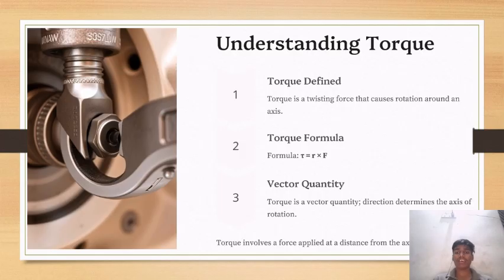As we have defined, torque is a twisting force that causes rotation around an axis. It is determined from the angular momentum. The right hand thumb rule is also used here for determining angular momentum, and similarly afterwards gyroscopic torque, or any torque, is determined. The torque formula is torque equals R into F, where R is radius and F is force. Torque is a vector quantity. The direction of the torque determines the axis of rotation.